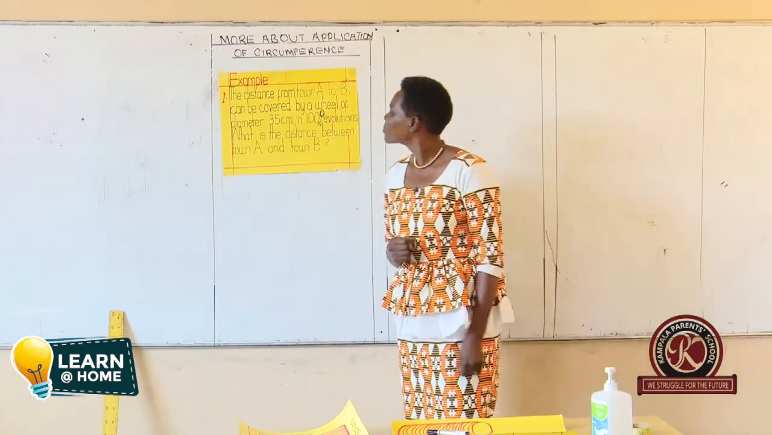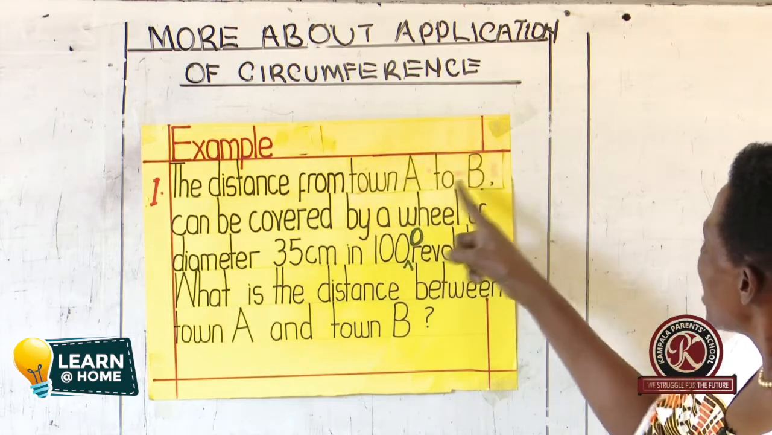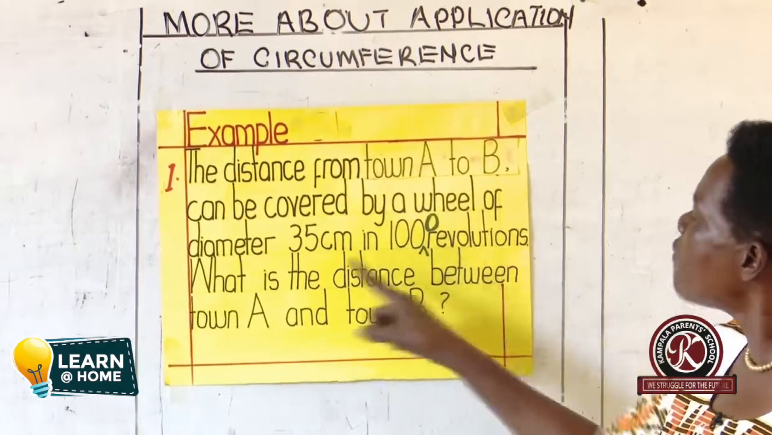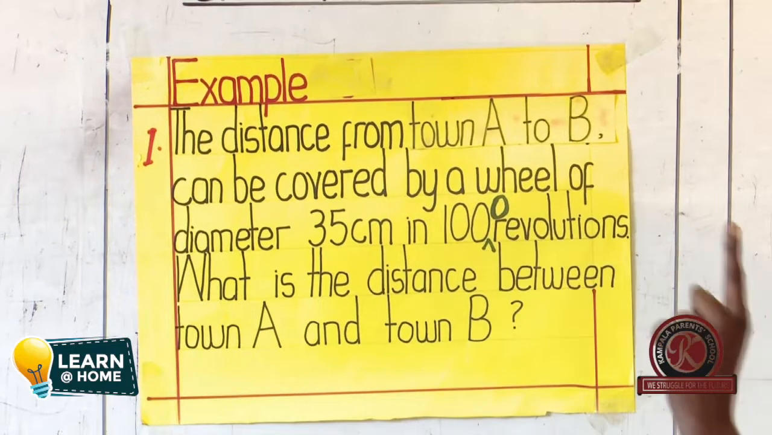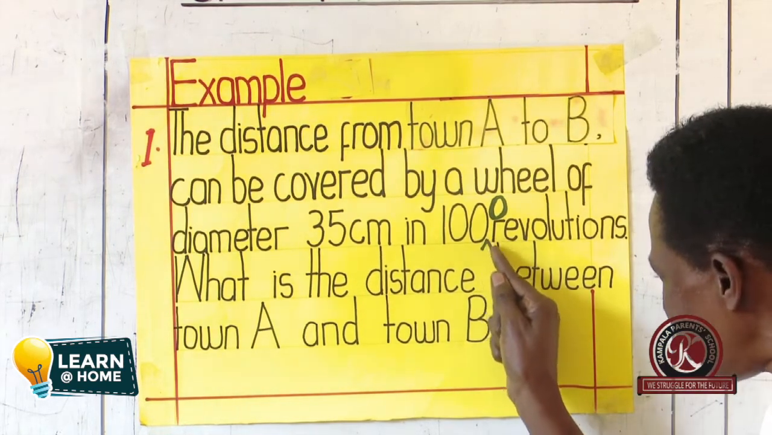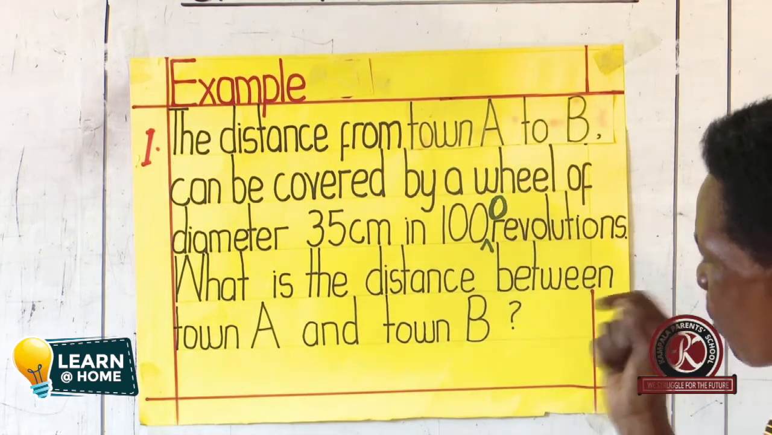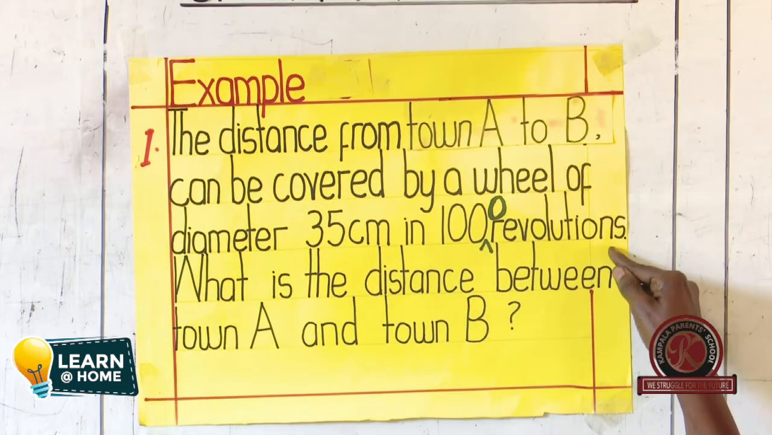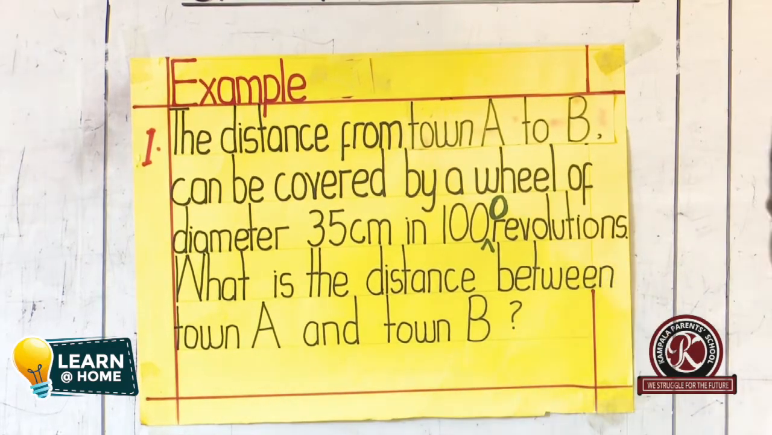Let's read together. Example 1. The distance from town A to B can be covered by a wheel of diameter 35 centimeters in 1,000 revolutions. See, I have put this caret here. It is called a caret. I put this caret here to show you that there is something up there. So how many zeros are there? 1, 2, 3. So this is 1,000 revolutions. What are they asking for? What is the distance between town A and town B?